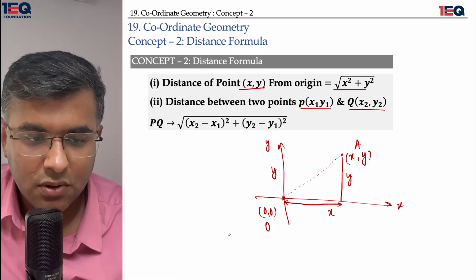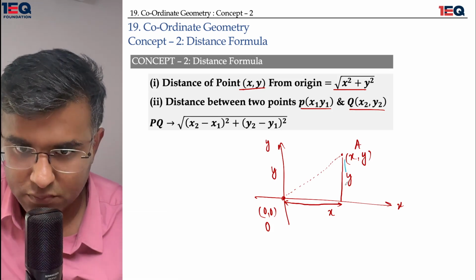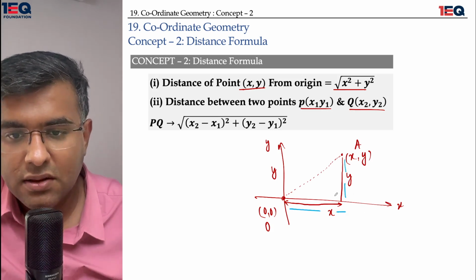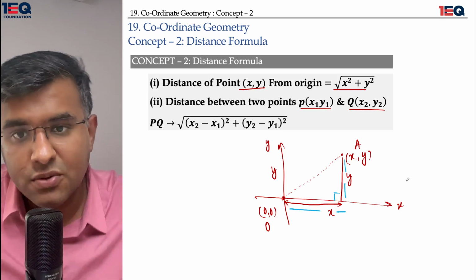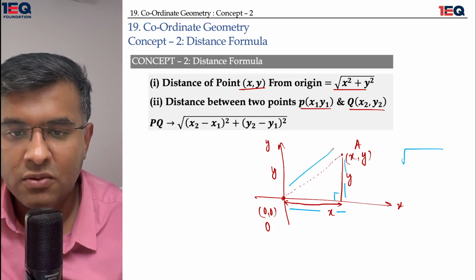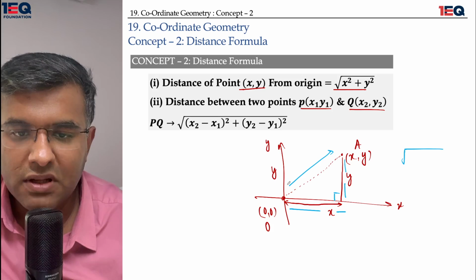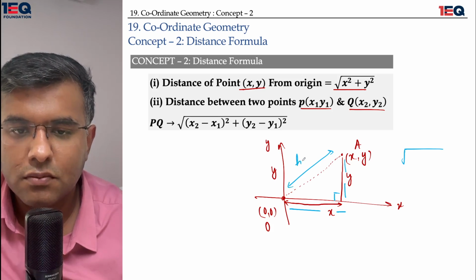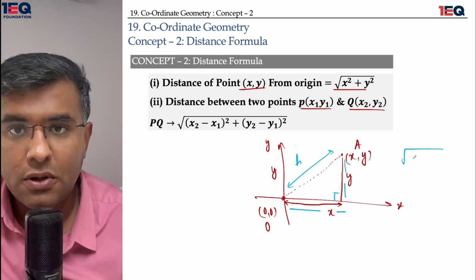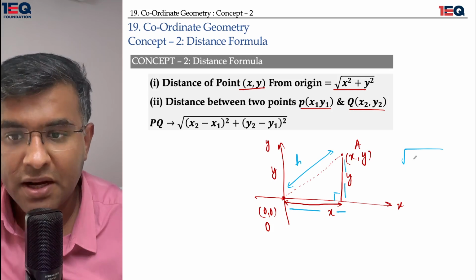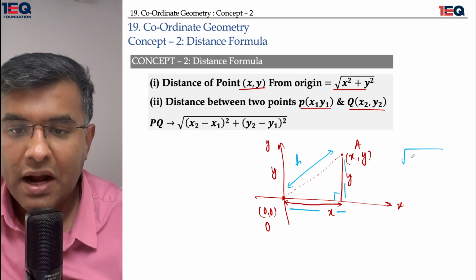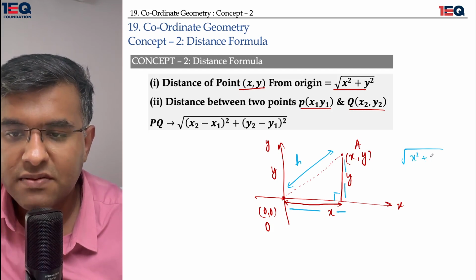The vertical length is equal to y. The horizontal length is equal to x. This is 90 degrees, so I'll use the simple Pythagoras theorem. The Pythagoras theorem says that we need to find the length of the hypotenuse. The length of the hypotenuse is the square root of the square of the perpendicular plus the square of the base, which is x square plus y square.